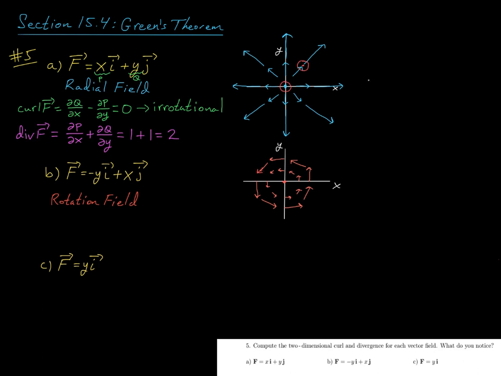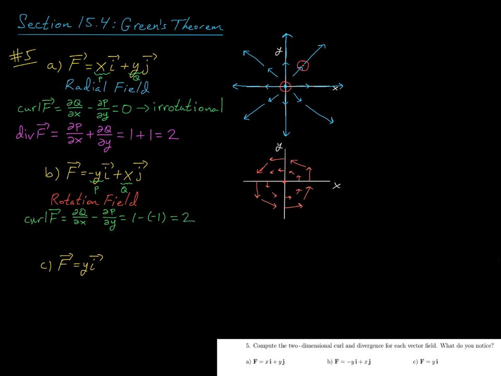We also looked at this field in section 15.2. So our i component P is now minus y, and our j component Q is x. So to compute the curl, we want partial Q partial x minus partial P partial y. And so the x derivative of Q is 1, and then minus the y derivative of P, and that would be negative 1. So this comes out to be 2.